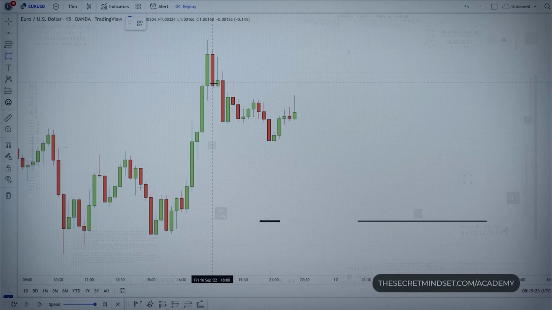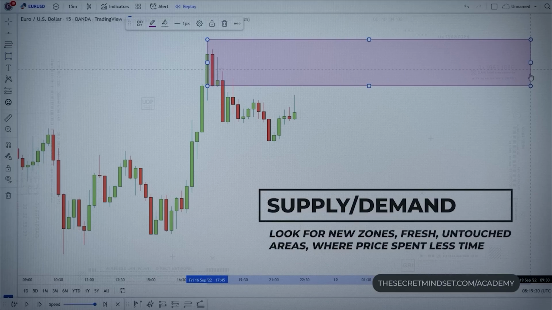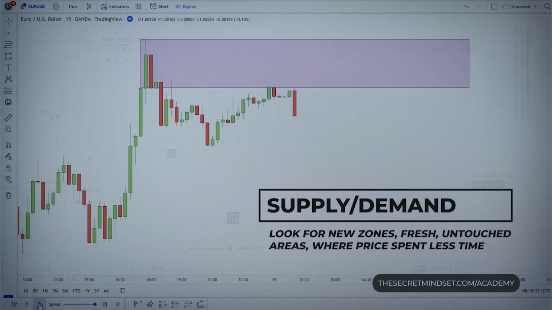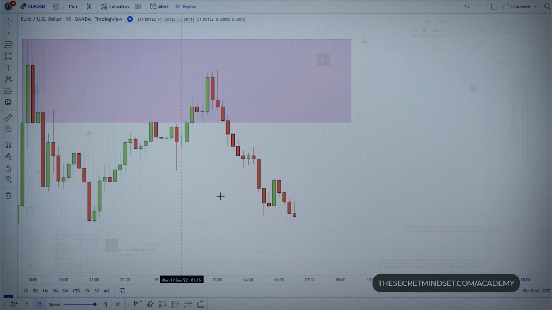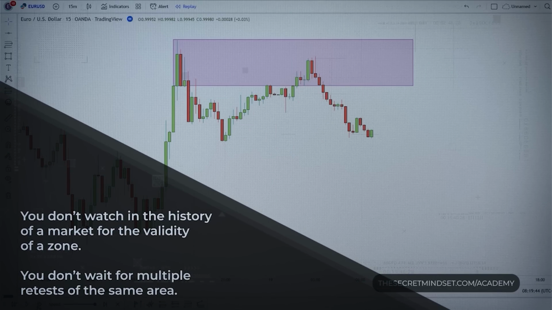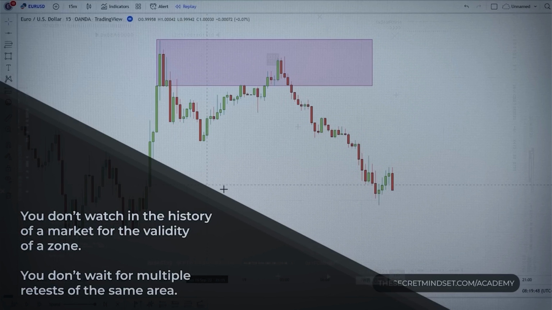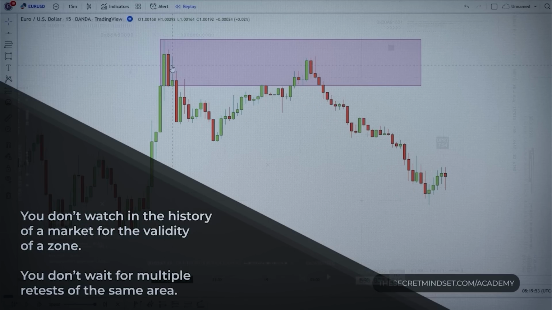Now, when trading supply and demand, things are different. If you adopt this concept, you'll mainly look for new zones. A supply or demand zone is a fresh, untouched area where price spent less time. You don't watch in the history of a market for the validity of the zone. You don't wait for multiple retests of the same area. Several big candles and just one base candle could make a valid supply or demand zone.